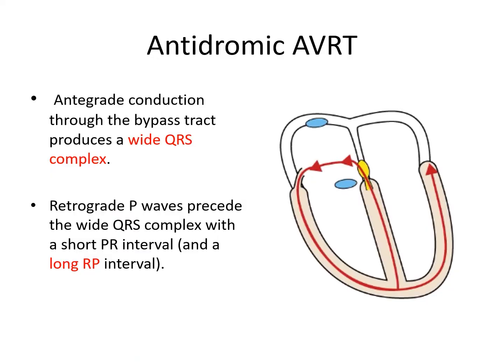Now let's come to antidromic AVRT. As we can understand through the name, in this type of SVT, the antegrade conduction occurs through the bypass tract and the retrograde conduction occurs through the AV node. So because antegrade conduction occurs through the bypass tract, we can understand that the ventricular depolarization will not occur through the Purkinje fiber pathway, which is the fast pathway. Therefore, the ventricular depolarization actually occurs slowly and leads to a wide QRS complex. Retrograde P waves precede the wide QRS complex with a short PR interval and a long RP interval.